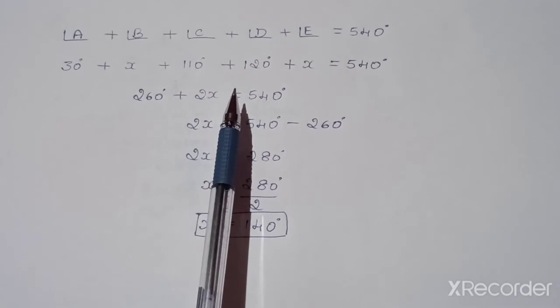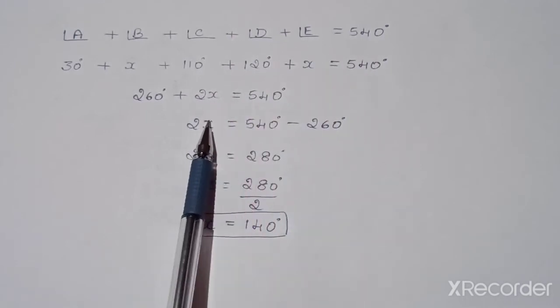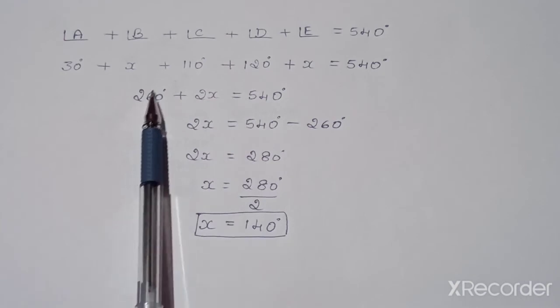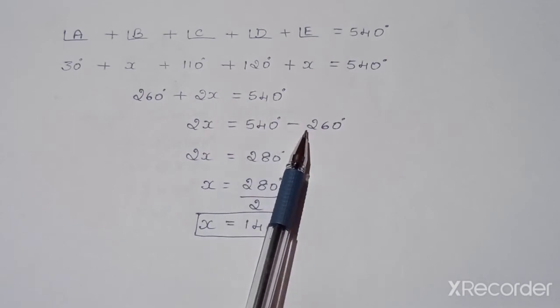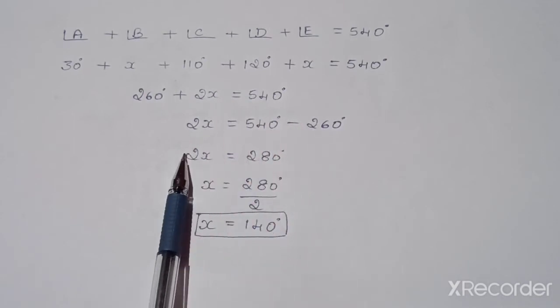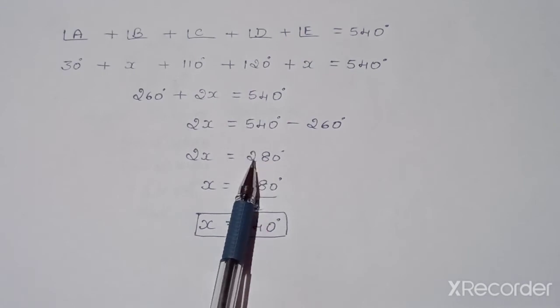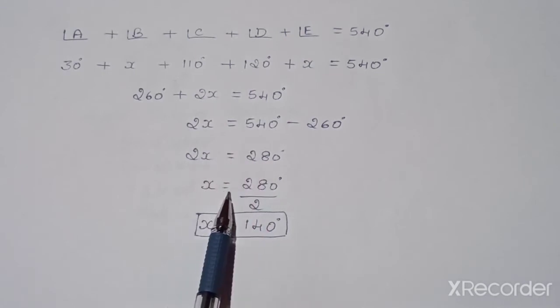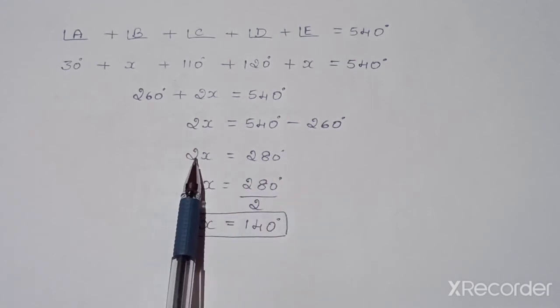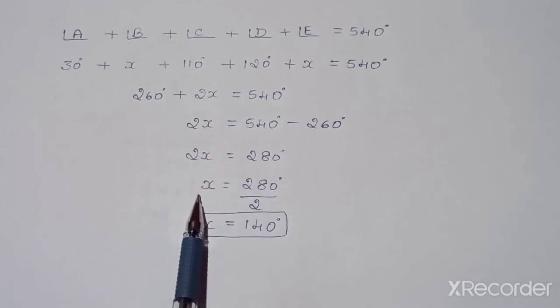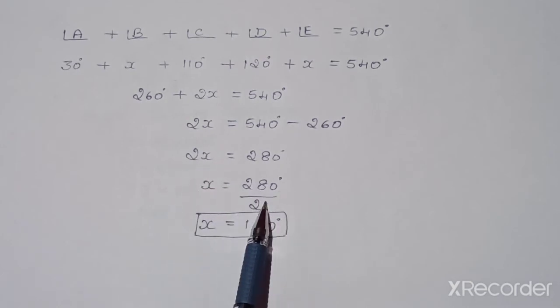2x is equal to 540 degree. Then 2x is equal to 540, with 260 brought to the right hand side, that is minus 260 degree. 540 minus 260 is 280 degree. 2x is equal to 280 degree. We need to find the value of x. Therefore, x is equal to 280 divided by 2, because it is 2 into x, so when you take it to the right hand side, it will become divided by 2. 2 ones are 2, 2 fours are 8, 0. So, x is equal to 140 degree.